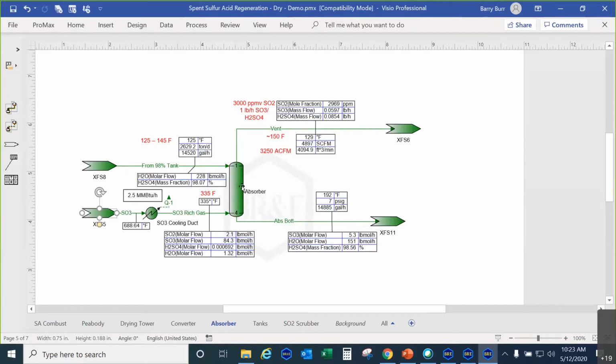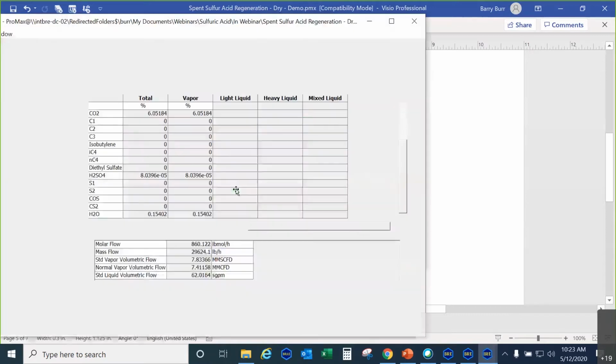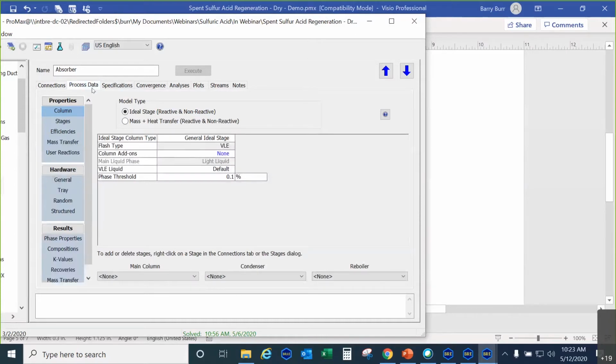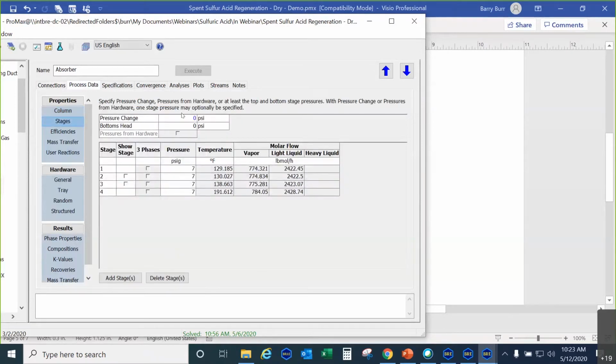And in ProMax, we've had reactive distillation columns for several years, but I had never had the need to use one until I encountered this absorber. So we're still in the NRTL package where we can handle the strong acids and bases. But in this column, we're fractionating while at the same time reacting. So in the process data tab for this column, we have our normal column specifications and things about stages, mainly the pressure profile.